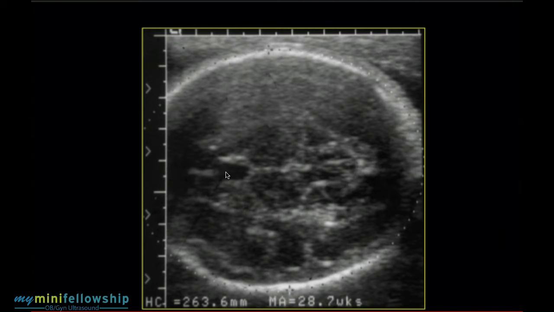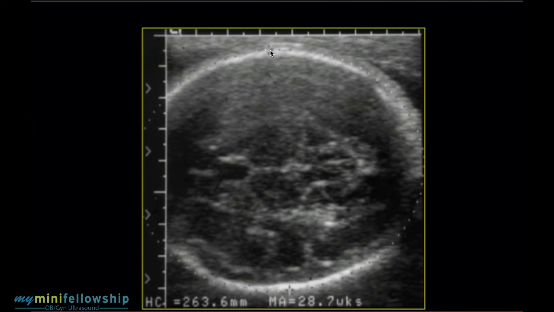The interhemispheric cistern and the third ventricle are the shaft of the arrow, and the tentorial hiatus is the point of the arrow. So we now have the proper plane of section for our head circumference measurement.